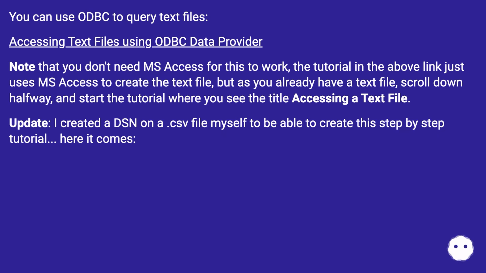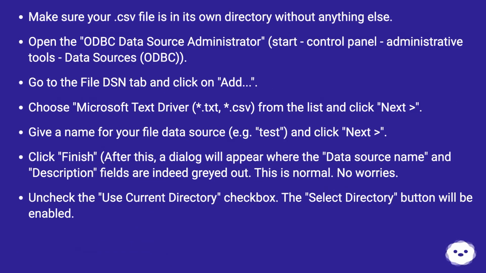Update. I created a DSN on a .csv file myself to be able to create this step-by-step tutorial. Here it comes. Make sure your .csv file is in its own directory without anything else. Open the ODBC Data Source Administrator: Start, Control Panel, Administrative Tools, Data Sources, ODBC. Go to the File DSN tab and click on Add, choose Microsoft Text Driver (*.txt, *.csv) from the list and click Next, give a name for your file data source, e.g., test, and click Next, click Finish.